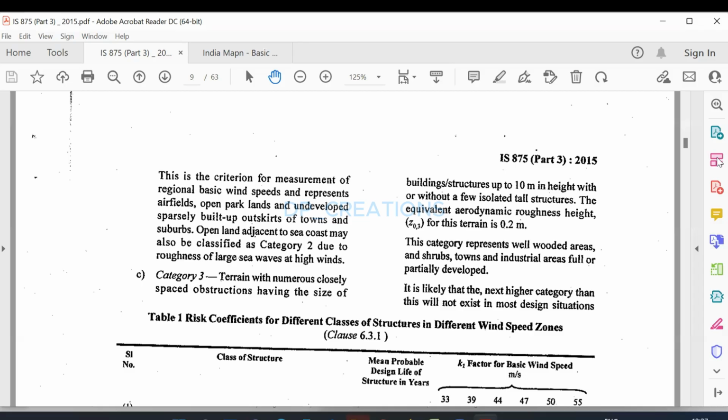Okay, so our campus area is, I think, the best example of category 3, isn't it? If you are going to build a godown in the KIIT campus, then you have to take category 3. Or in any part of Bhubaneswar also, you have to take category 3.